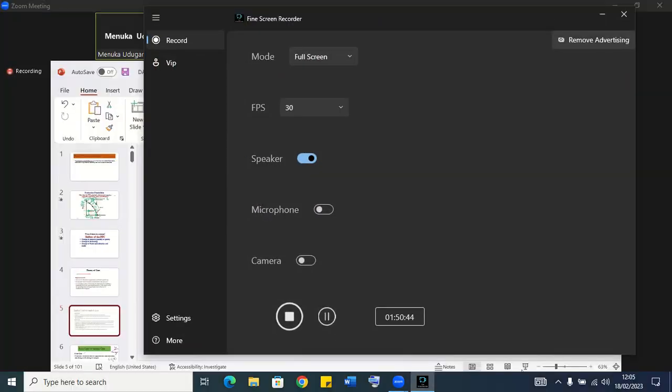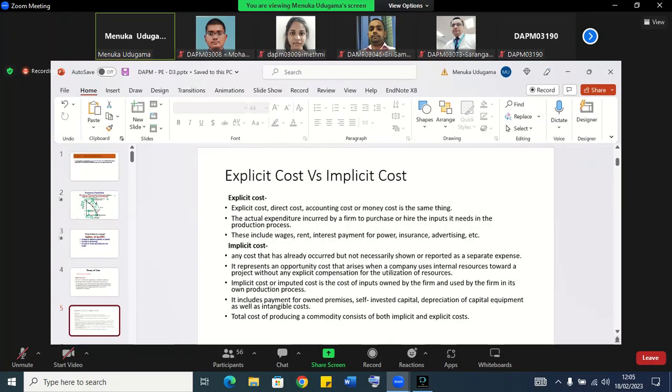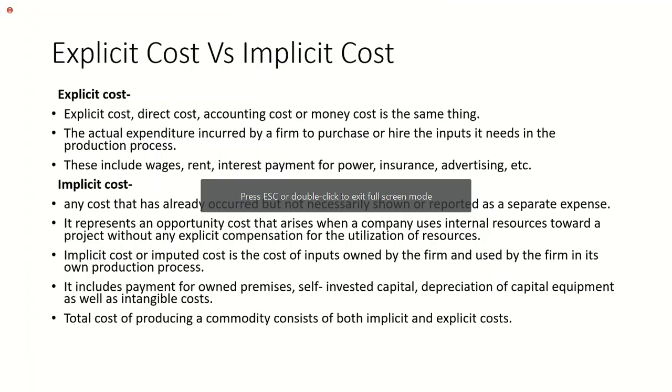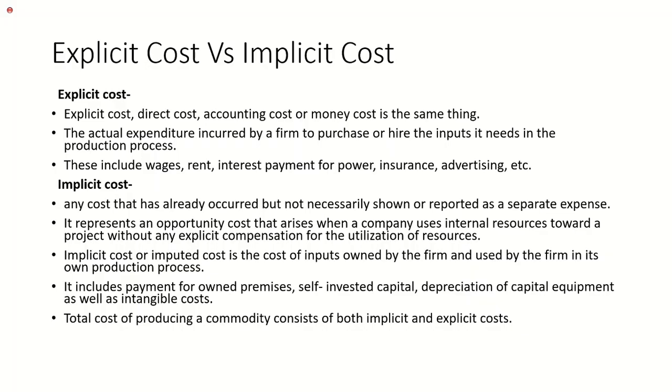Two types, explicit cost and implicit cost, right? So explicit costs are direct costs, or we say accounting costs. For example, an accountant would include these types of costs, which are direct, or we also call it money cost. These are the actual expenditure incurred by a firm to purchase or hire the inputs it needs in the production process. So these are the payments for the factors of production.